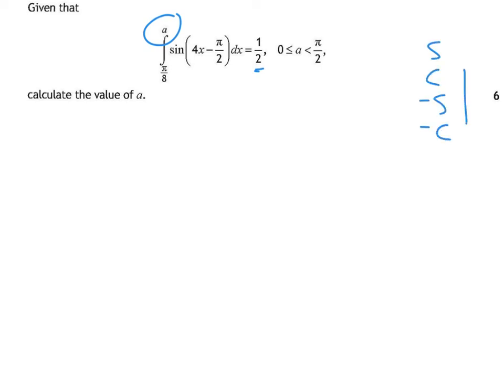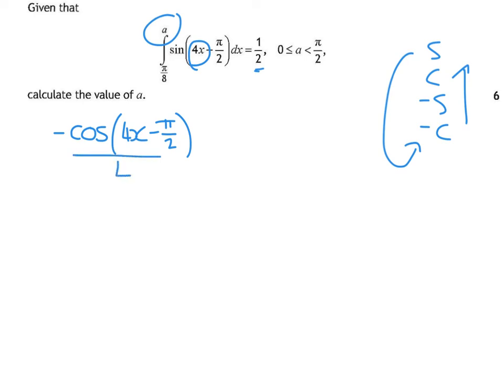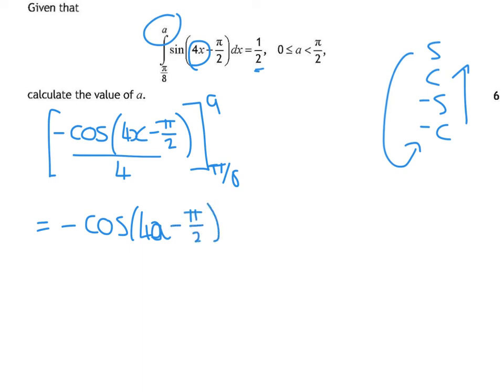So sine integrated has to come back to the bottom and gives you minus cos. So we are working with negative cos of 4x minus pi over 2. And then we divide by the differentiated bracket. Differentiate 4x is 4. So this is all going to be over 4. And this is from A to pi over 8. So then we're going to sub in. So you have negative cos 4x, sorry, it's 4a because x is being replaced with A. All over 4.